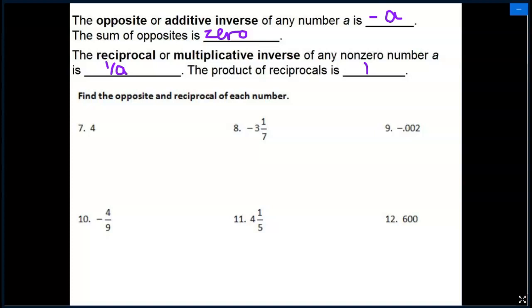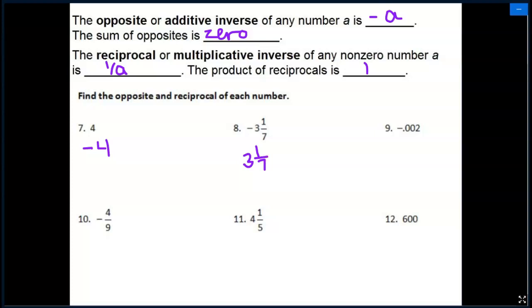So the opposite of any number is pretty easy. You just take whatever the number is and you make it the opposite sign. So the additive inverse of 4 is negative 4. The additive inverse of negative 3 1/7 is positive 3 1/7.